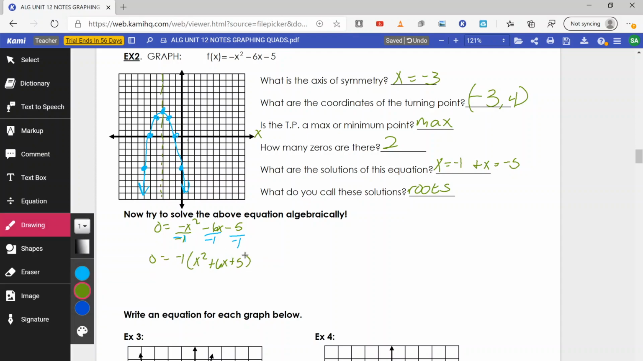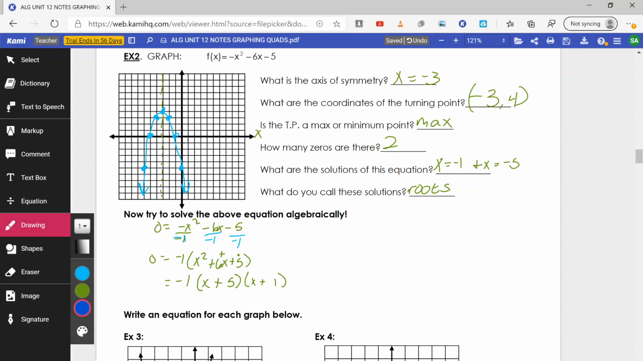Now if I can factor this trinomial that's inside the parentheses, we end up breaking it down into 2 parentheses. The only thing that could give me x squared is x times x. And then the numbers will multiply to 5 and add to 6. The only things that multiply to 5 is 5 times 1. Because both terms are positive, it'd be plus and plus. So we end up with -1 times x plus 5 times x plus 1. 5 times 1 gives me 5, 5 plus 1 gives me 6. So we were able to factor it.